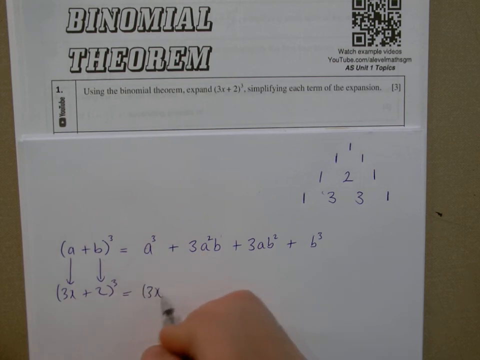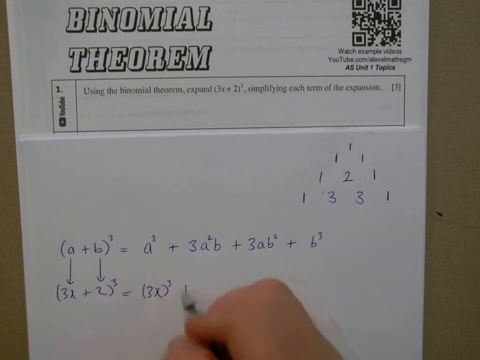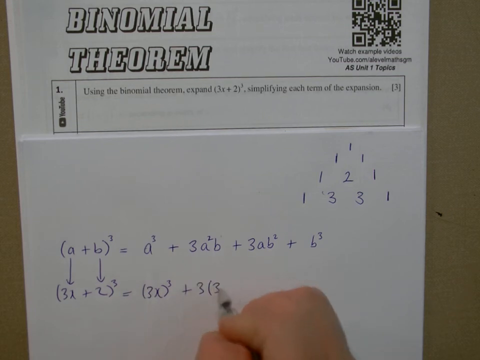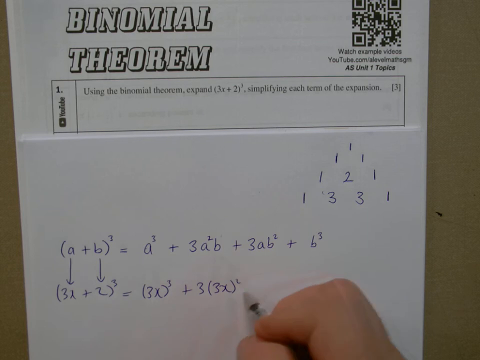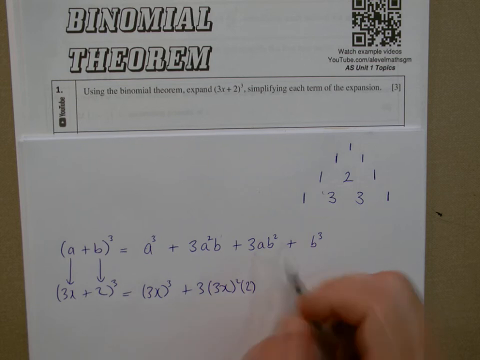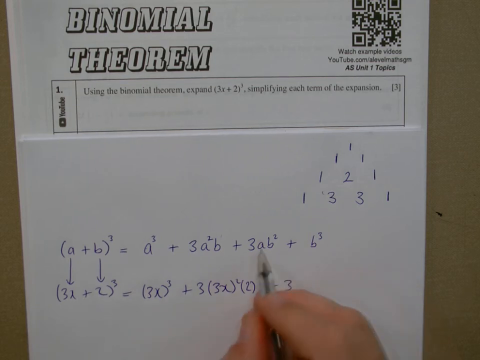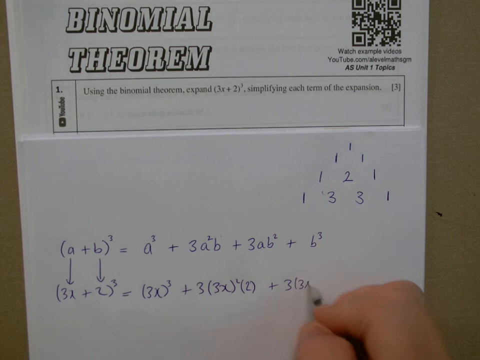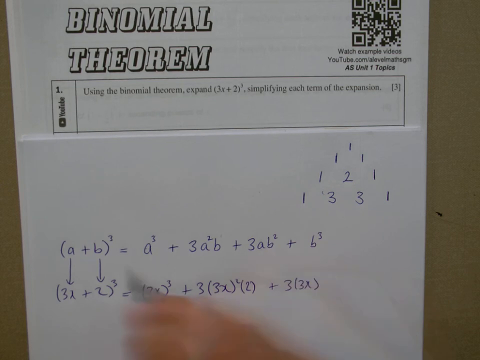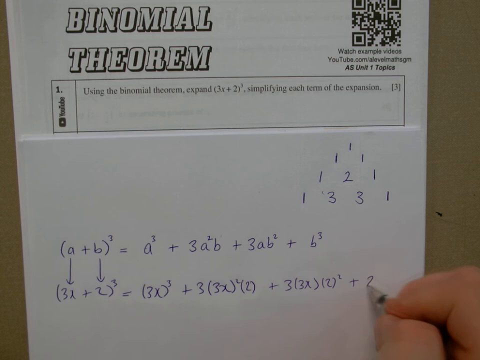So (3x) cubed, for the a it becomes 3x, plus 3 times a, which is (3x) squared, and then b, which of course becomes 2. I use brackets for substituting because it's much clearer. Then plus 3 times a, which is 3x, and b, which is 2, so it'll be 2 squared. And then finally the b at the end of the b cubed, so b is 2, so it'll be 2 cubed.